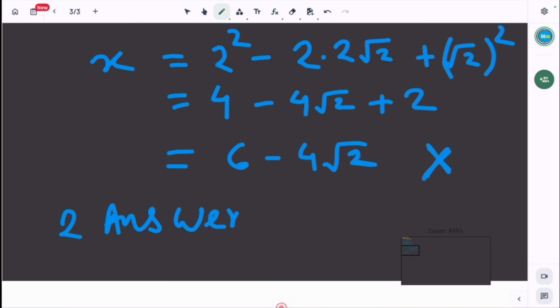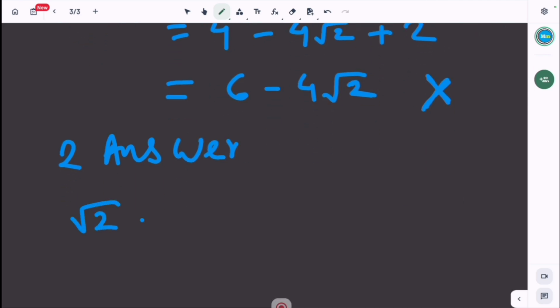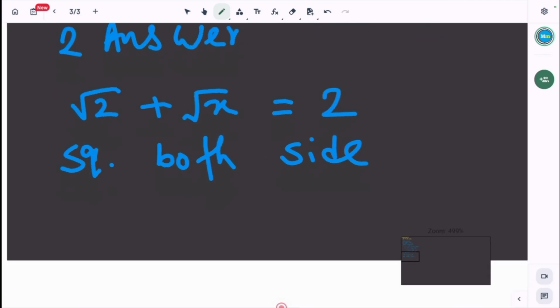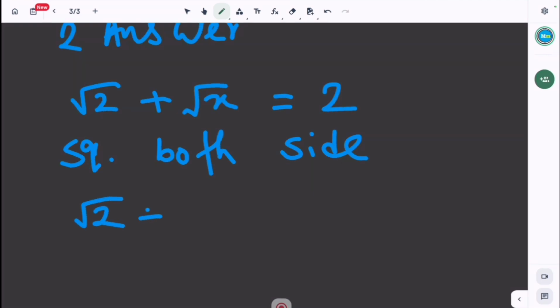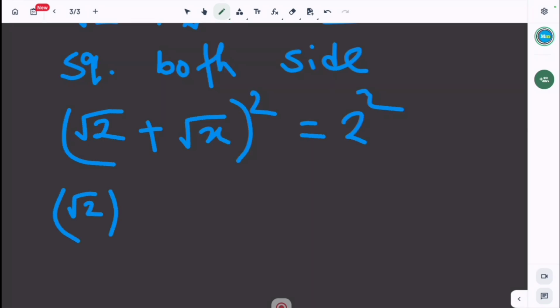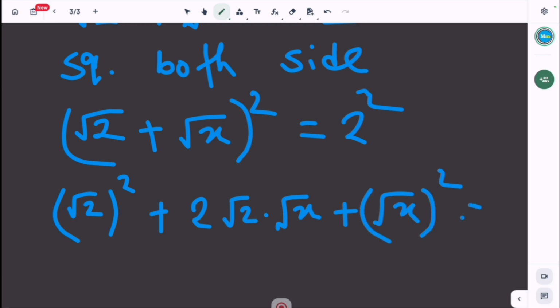So let's see how to do this. Root 2 plus root x equals 2. Squaring both sides: root 2 plus root x, whole square, equals 2 square. Root 2 square plus 2 into root 2 into root x plus root x square equals 4.